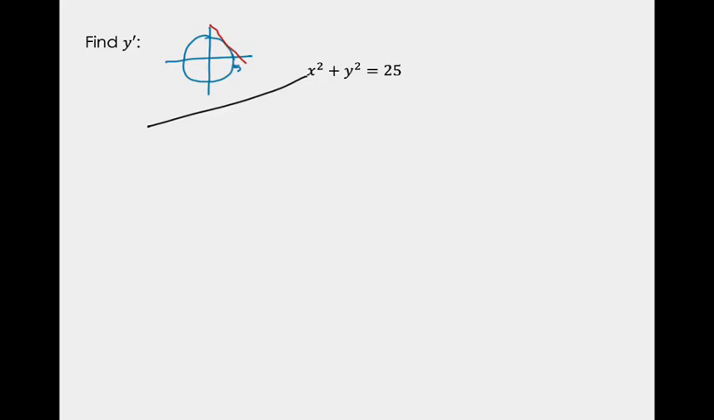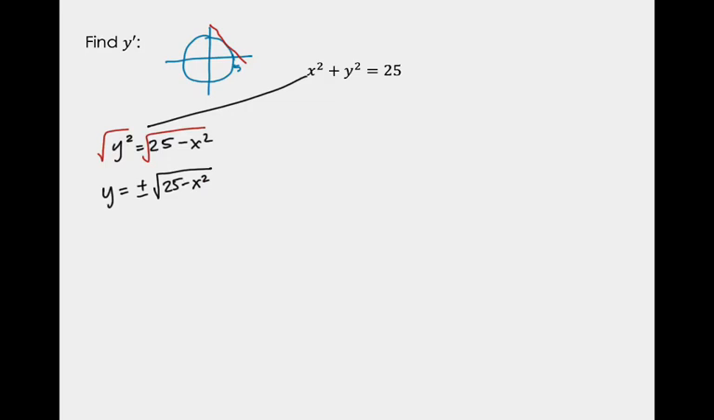So I'm going to start by subtracting x squared from both sides, and that would give me y squared equals 25 minus x squared. Then we would have to take the square root of both sides to solve for y. That would give me y equals plus or minus the square root of 25 minus x squared.